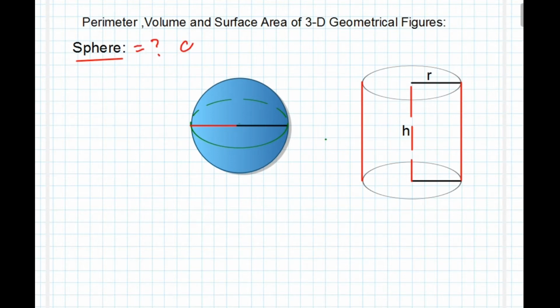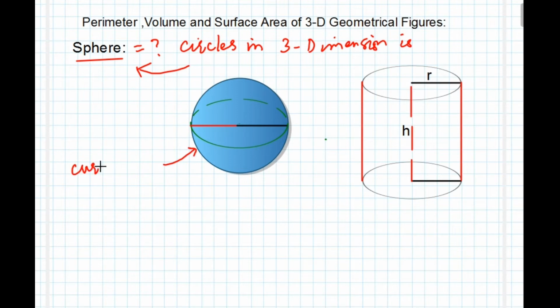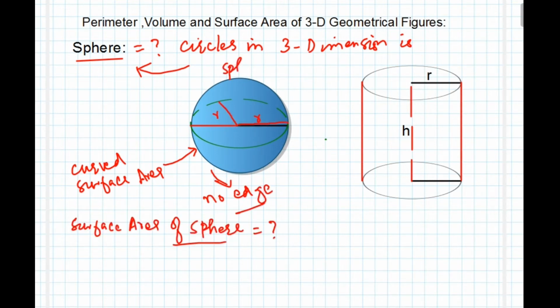And what is a sphere? Circles in 3 dimensions is known as a sphere. This is the curved surface of the sphere, having no edge, and this is the radius of a sphere. Consider a sphere and a cylinder as shown. Now we are going to discuss the surface area of a sphere.